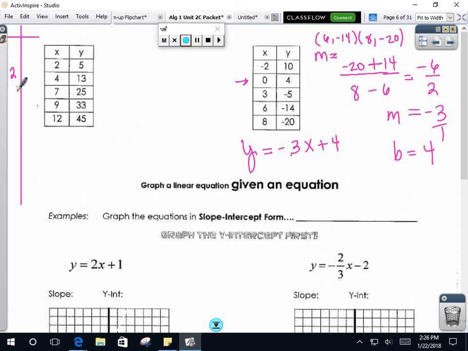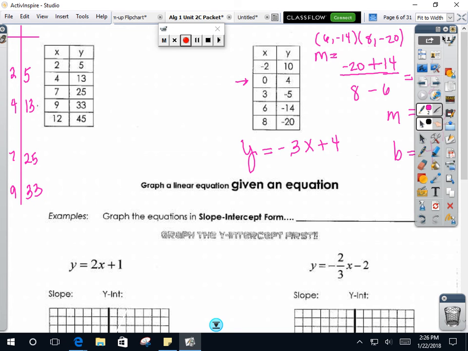So I'm going to write 2, skip 3, write 4, skip 5, 6, 7, skip 8, and then I'll just stop at 9 for right now. 2's y value was 5, 4's y value was 13, 7's y value was 25, and 9's y value was 33. Now I'm going to fill in the missing pieces of the table.